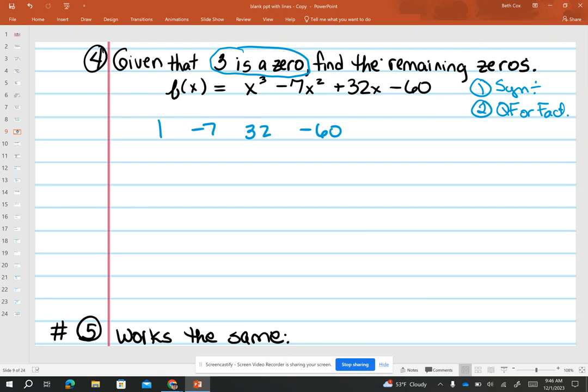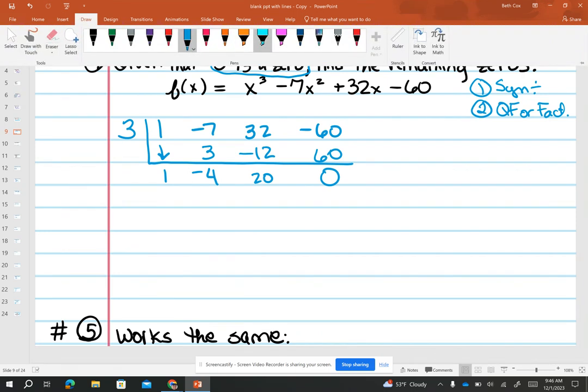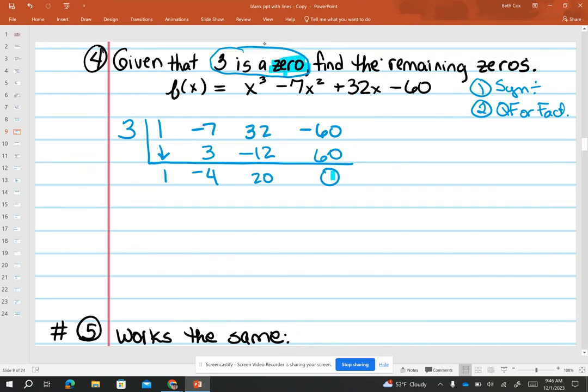Put those numbers in. I'm going to divide by 3 because they told me 3 is a 0. First number, so 3 times 1 is 3. This will give me negative 12. And that gives me 60, and I should get 0. That's the whole point. If it's called a 0, I'm supposed to get 0 for a remainder.